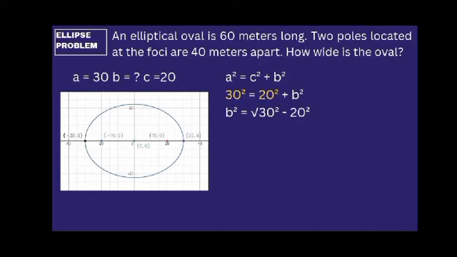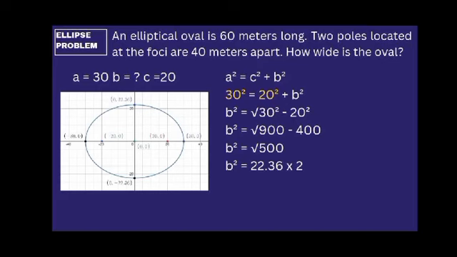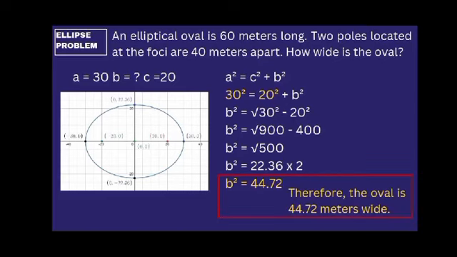Next step will be simplifying. 30 squared is going to give us 900 and 20 squared will give us 400. Next step is we're going to subtract 400 from 900 and that will give us 500. Then, we're going to get the square root of 500 and it will give us 22.36. And the final step is we're going to multiply it by 2, kaya magiging final answer natin is 44.72. Therefore, the oval is 44.72 meters wide.